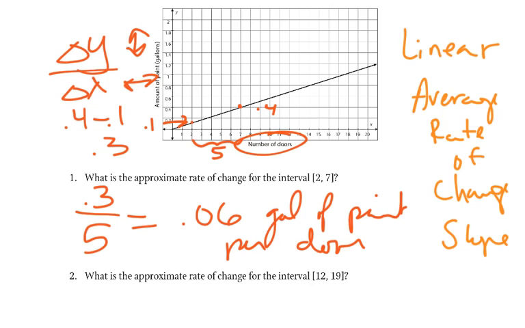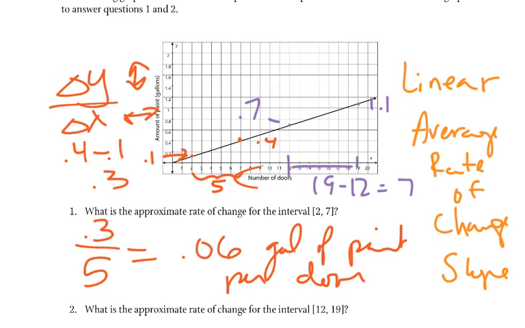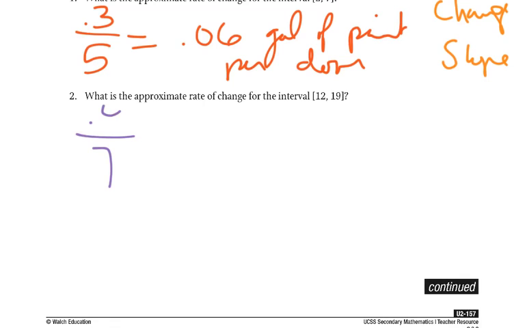Then 12 to 19, same idea. 12 would be this point right here. We'll call that 0.7 to make it easier. And 19 right here, we'll call that 1.1. So the difference of 19 to 12 would be 7, and that's what goes on the bottom. The difference from 0.7 to 1.1: 1.1 minus 0.7 would be 0.4. So 0.4 over 7.